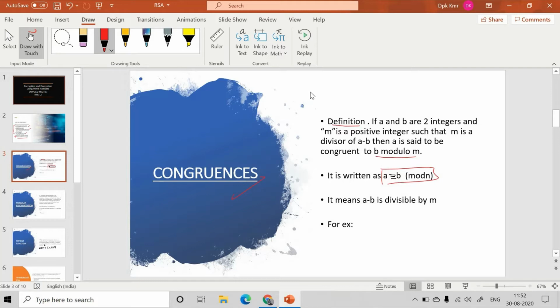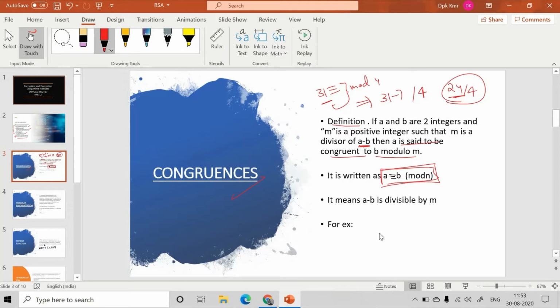So suppose I take an example here. I take 31 congruent to 7 modulo 4. Now what we mean by this is that 31 minus 7 is divisible by 4. You can check this as well. 24 is divisible by 4. So a is congruent to b modulo m when a minus b is divisible by m. You can see here it is divisible. So it is the general representation here.